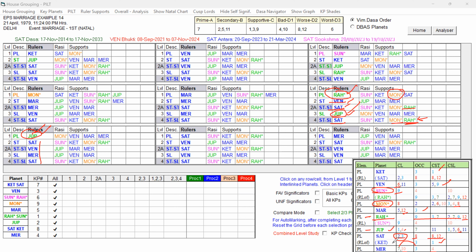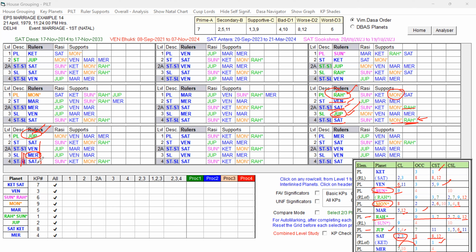Then what is the signification of Mercury? Let us check. Mercury is 7th lord, 10th lord, occupying 3rd house and 4th star lord. So the Mercury planet is 7th lord, a primary house planet. Saturn planet is what? Saturn is 2 and 3, it is good, and 8, 8 and 12. This thing you have to keep in mind.